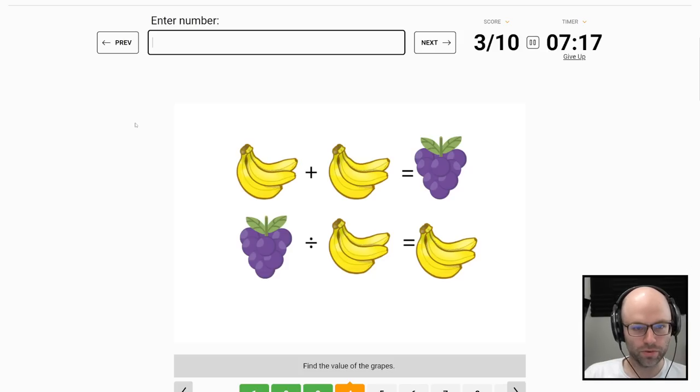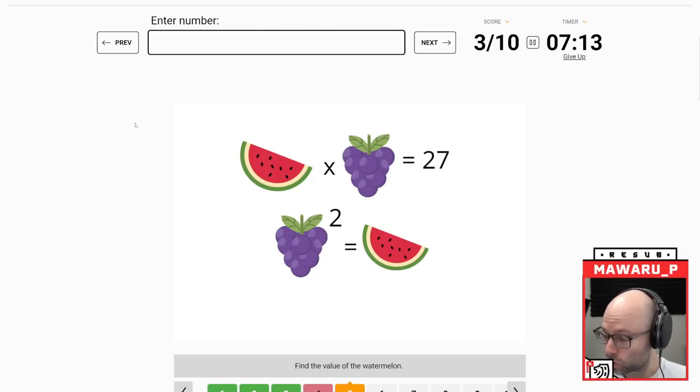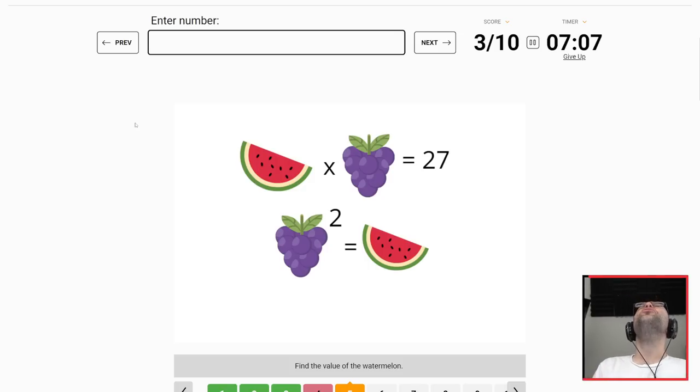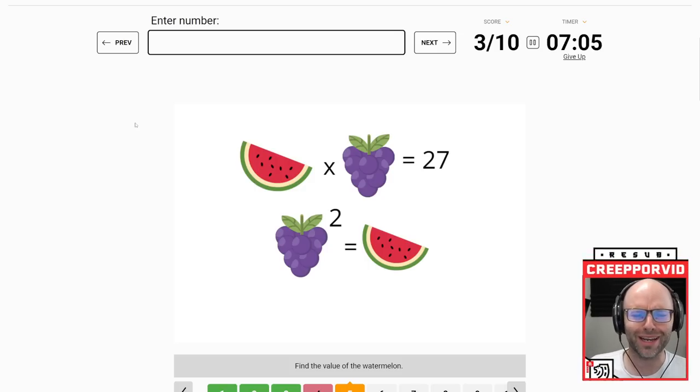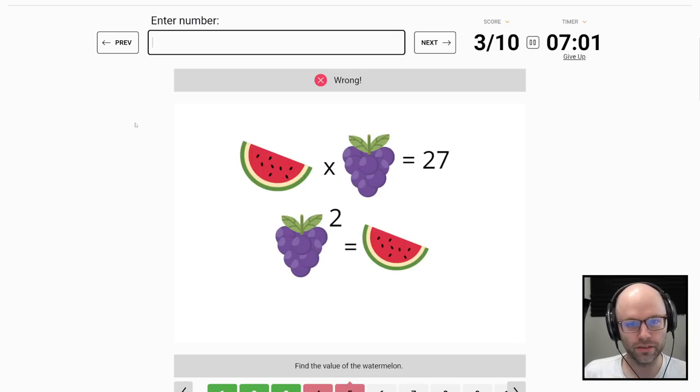This is 2. The number is 2. What? 2 plus 2 equals 4. 4 divided by 2 equals 2. Wrong fruit. I did the wrong fruit. Okay, okay, okay. Come on. This is grape equals 3. What?